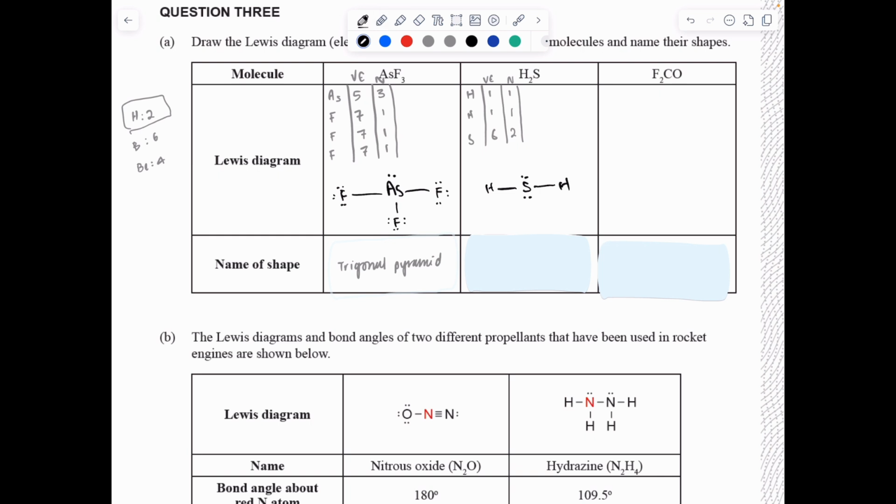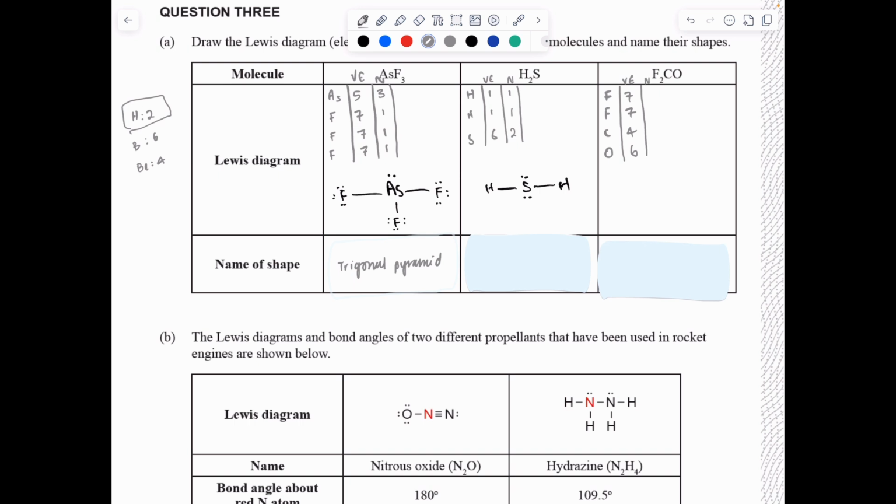Alrighty. Okay, last molecule, let's draw a table. So I've got 2 fluorines, a carbon, and an oxygen. Valence electrons: the number of valence electrons for fluorine is 7 because it's in group 17. Carbon has 4 because it's in group 14. And oxygen has 6 valence electrons because it's in group 16.